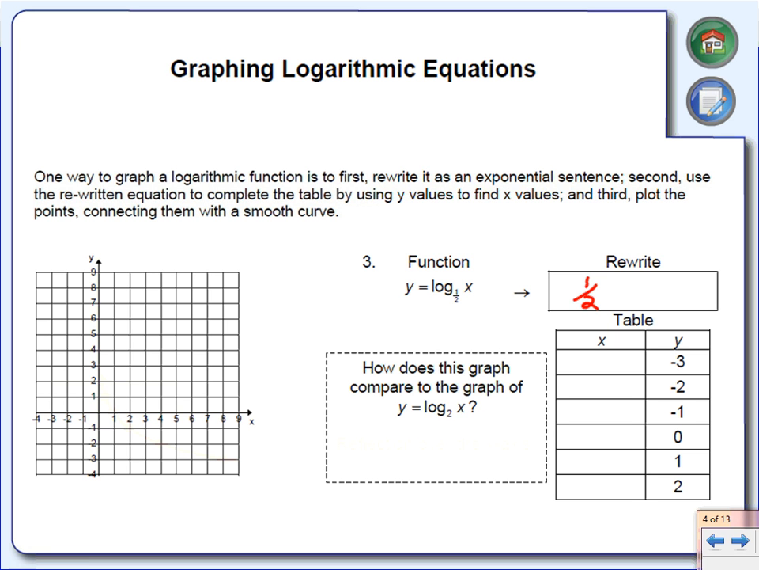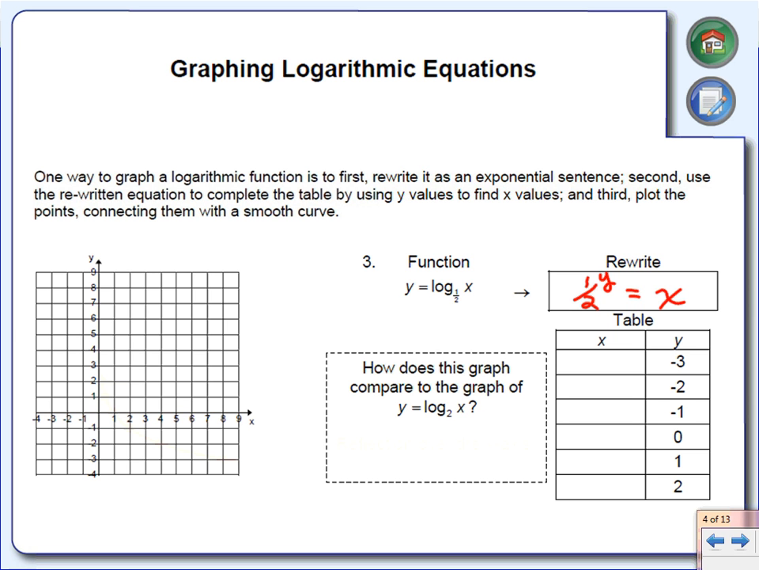Now I need the exponent. What am I going to use for my exponent? Y, like I've done on all the other ones. And what is it going to be equal to? X. So now I have the equation 1/2 to the y power is equal to x. Now let's go ahead and fill out the table.